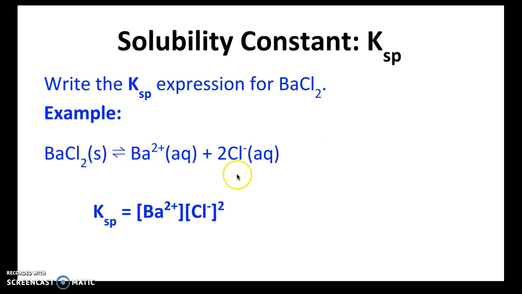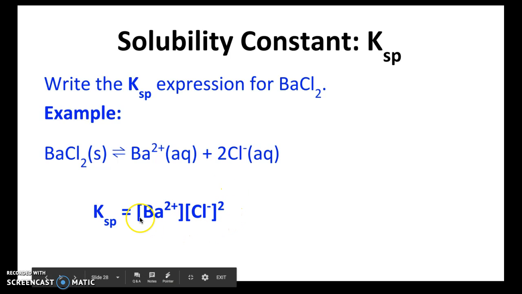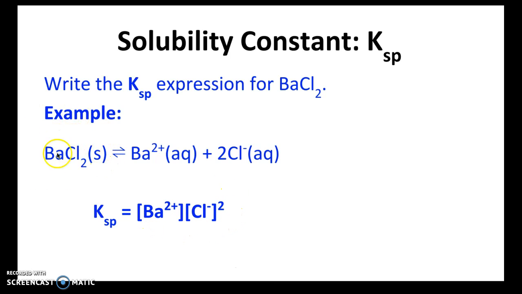Now for our Ksp, it's going to be the concentration of the products over the reactants. But remember, this reactant is a solid, so we're not going to include it in the expression. If it was aqueous, we would, but since it's a solid, we do not. So it's just the products here. And notice that it's the concentration of barium times the concentration of chloride raised to the second power, and that second power comes from the coefficient in front of chloride. Since the coefficient in front of barium is 1, we don't have to write the power in there.